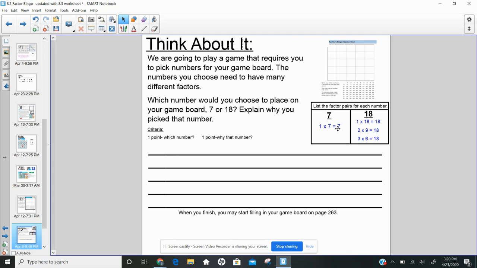Well, 7 only has one factor pair, but 18 has 3 different factor pairs. So I might be able to choose 18 more times based on the cards that were pulled, because if 3, 6, 2, 9, 1, or 18 were pulled in the cards, I could pick 18, but I could only pick 7 on my game board if a 1 or a 7 was pulled. Okay, so that's not going to be maybe the best choice. I think I would rather pick 18. So that's, again, another choice that you could do.